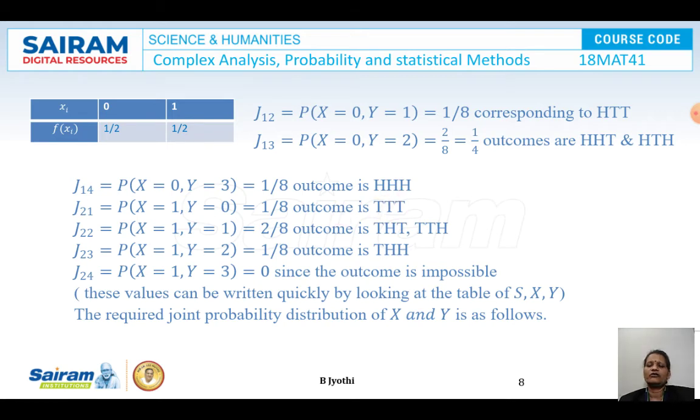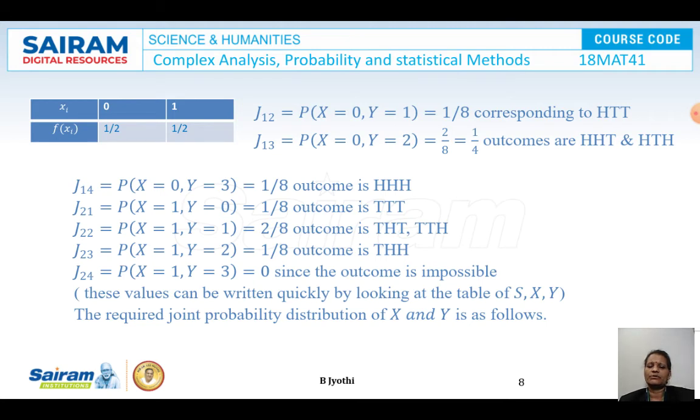And for J21, when x is 1 and y is 0, that is 1 by 8, and the corresponding outcome is TTT. And next is J22, that is when x is 1 and y is also 1, we have the combination 2, that is 2 upon 8, but which combinations we have is THT and TTH. Next, when x is 1 and y is 2, that is J23, which is only for one correspondence, that is 1 by 8, the corresponding outcome is THH. And for J24, when x is 1 and y is 3, it is 0 because the outcome is impossible.